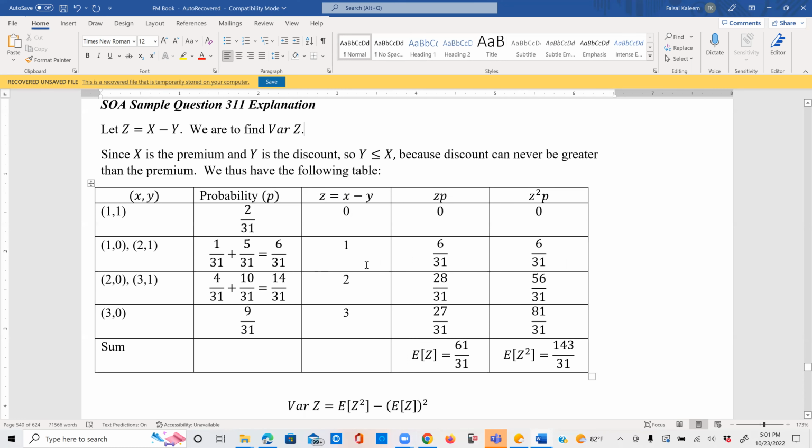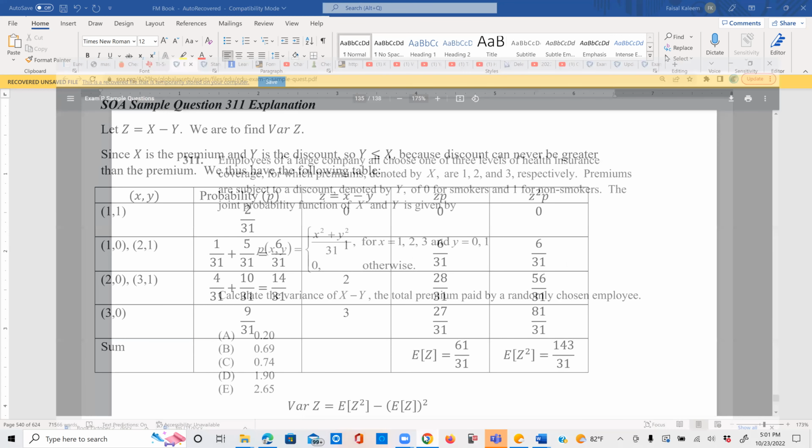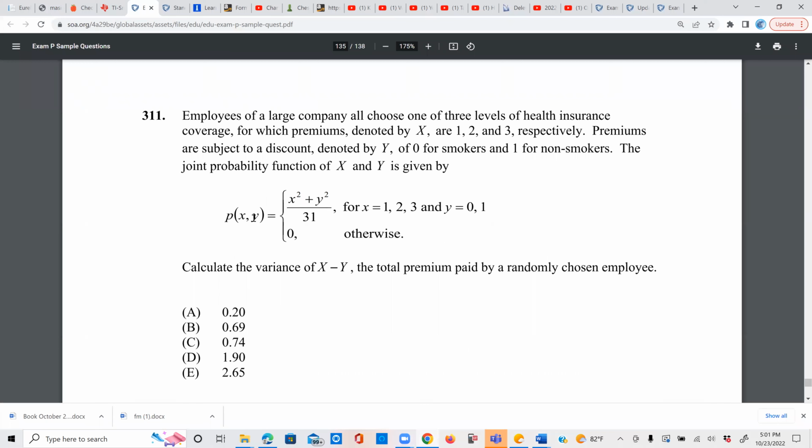So in this case, the probability would be 2 over 31 based on the function, because the probability function is X squared plus Y squared over 31. So when X is 1 and Y is 1, the probability is 1 plus 1 over 31. That would be 2 over 31.